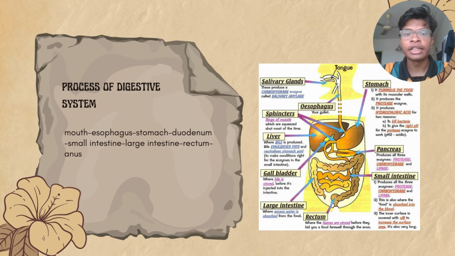Now, I would like to explain how the digestive system works. Before I explain in detail, I would first like to list the process of the digestive system. First of all, food enters through the mouth, then it goes to the esophagus, through the stomach, and then enters the duodenum, and enters the small intestine and large intestine. After that, it will go to the rectum and lastly goes out through the anus.